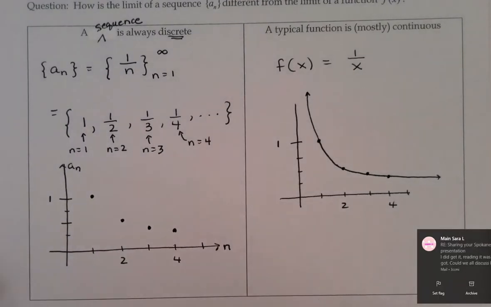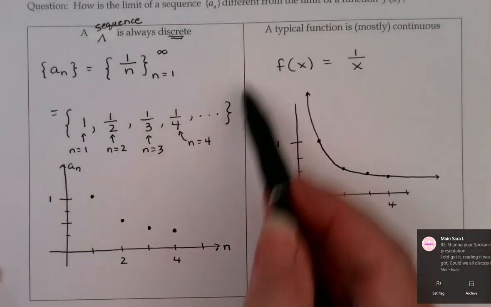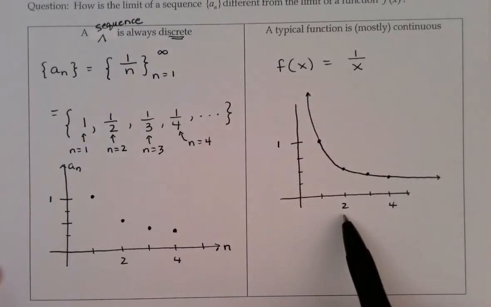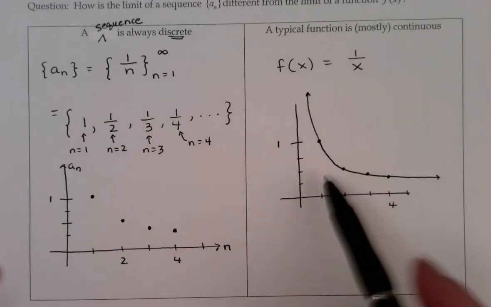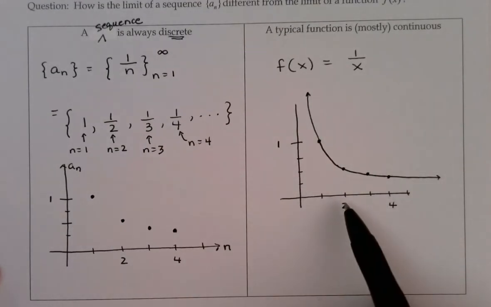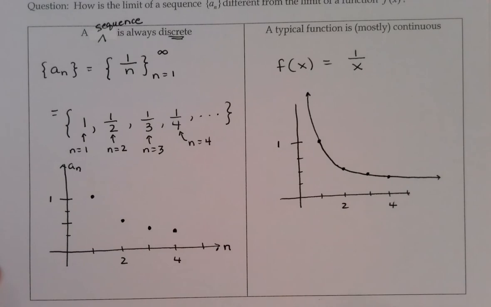Because here's the thing. We have a lot of knowledge about how to find limits of functions, right? It'd be great if we could use those pieces that we already know about to predict the limits of the sequences. Unfortunately, it turns out we can't.